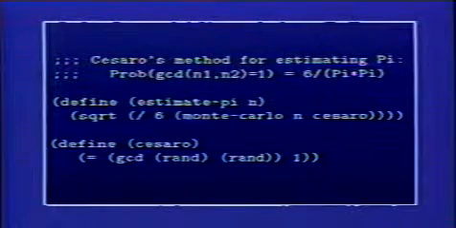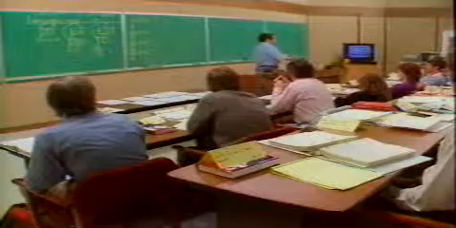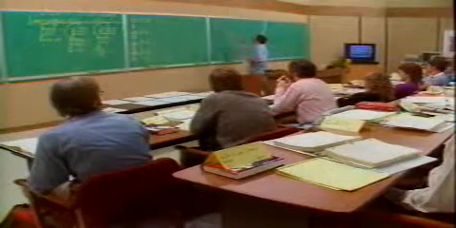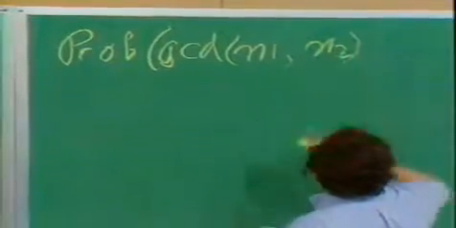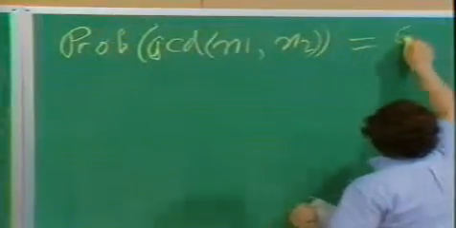The probability that two numbers chosen at random have greatest common divisor 1 is related to pi. It's very strange. Of course, there are other ways of computing pi, like dropping pins on flags and things like that. It's sort of the same kind of thing. So the probability that the GCD of number 1 and number 2, two random numbers chosen, is 6 over pi squared.